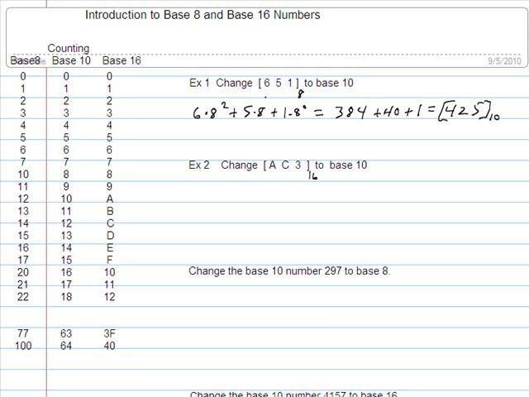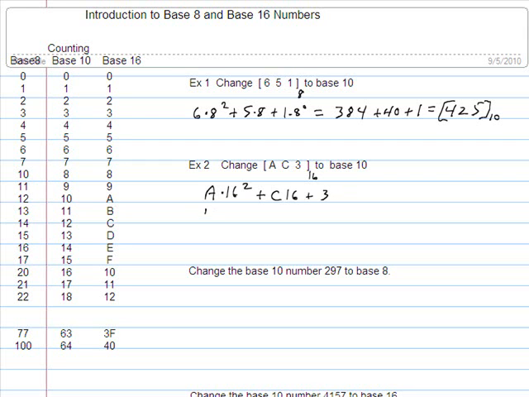Notice you need a bigger number, base 8, 651, to equal a smaller number, 425, in base 10. Let's talk about now changing how would you do a base 16 to a base 10. Exactly the same way. You just use the base of 16 instead of 8. So you'd have A 16 squareds plus C 16's plus 3 1's.